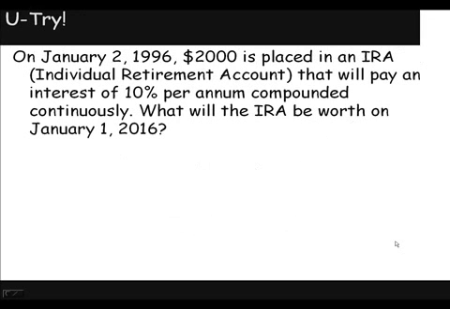Here's a Try. On January 2nd, $2,000 is placed in an IRA that will pay 10% per annum, compounded continuously. What will the IRA be worth in 2016? Go ahead and try that.